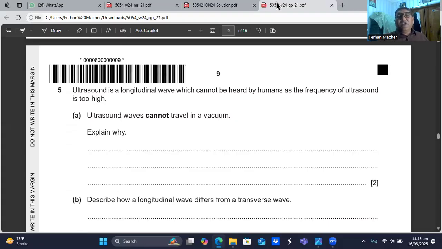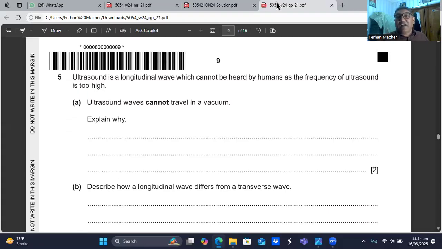Okay, so we are going to the next question. That is question number 5. He says ultrasound is a longitudinal wave which cannot be heard by humans as the frequency of the ultrasound is too high. Ultrasound waves cannot travel in a vacuum.